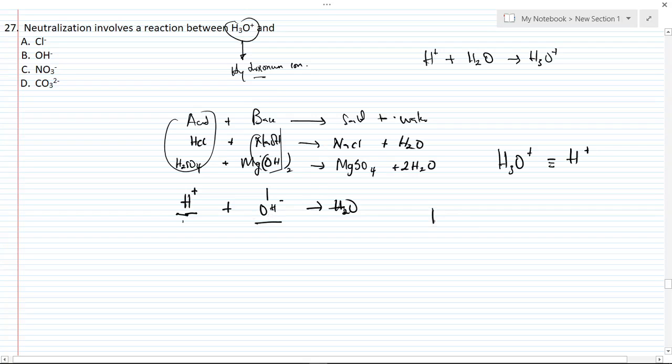So let's test if it still works. You can actually still have your OH minus to form 2H2O. So water is still being formed regardless. So it's definitely not A, neither is it C or D. So the correct option is option B.